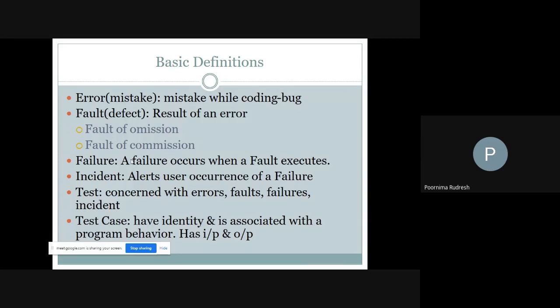Then we'll see how to overcome the failure, debugging, etc. So here we'll concentrate only on the definitions. Next comes the incident. What is an incident?